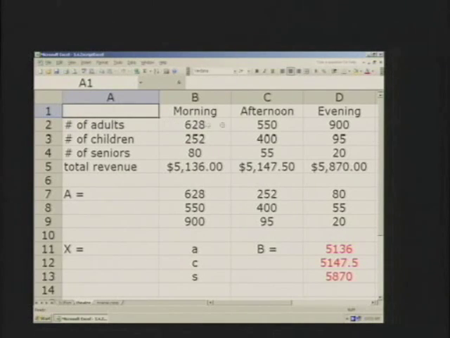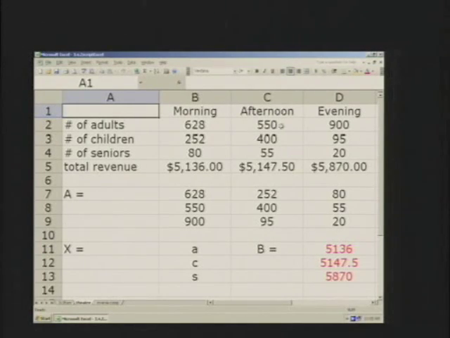The rows give the number of tickets for adults, the number of tickets for children, and the number of tickets for seniors. We are most interested in the number of tickets for seniors because we need to find the price of a senior ticket. Now, to set up the system of equations that we can solve, we have to read from the columns. The first equation would give the revenue from the morning show. We will let A be the price of an adult ticket, so that the revenue would be 628, the quantity, times A, the price. The number of children, 252, multiplied by the price C of a child ticket. And the price S of a senior ticket will be multiplied by 80, and the total, when you add those, will be 5,136.